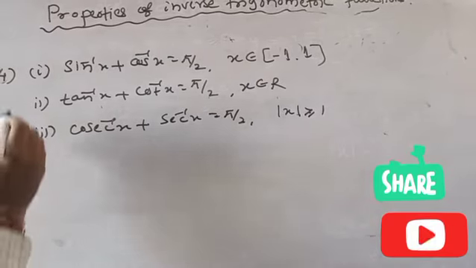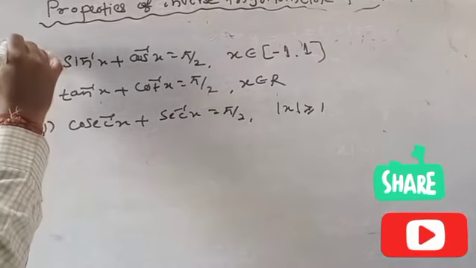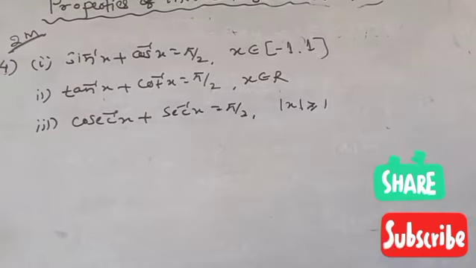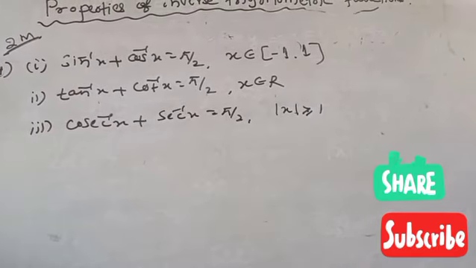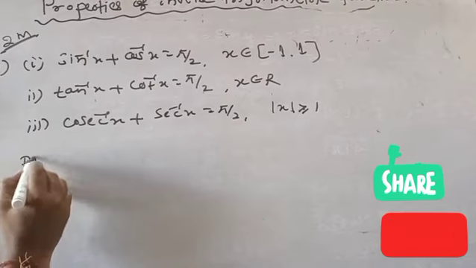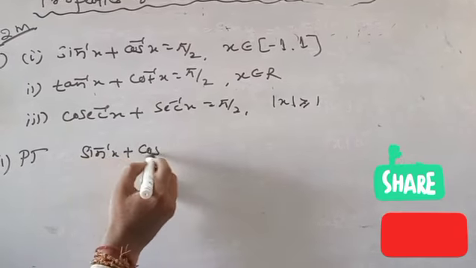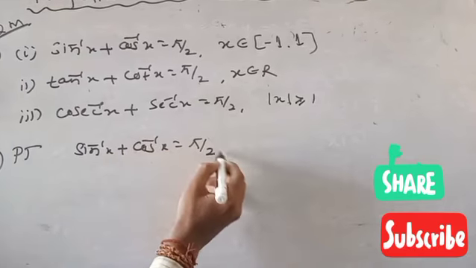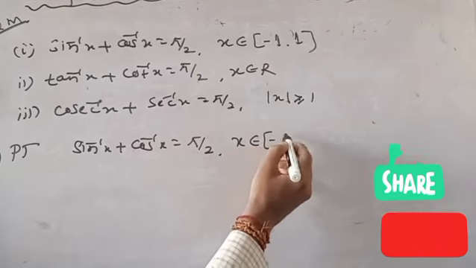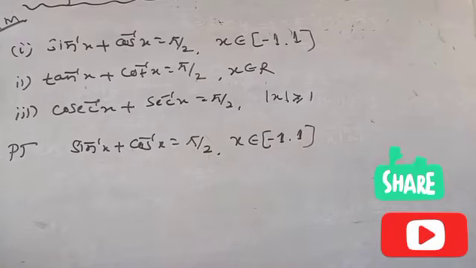This property is very important for 2 marks question. So we have to prove each of the properties. First, prove that first property, sin inverse x plus cos inverse x is equal to pi by 2, x belongs to the closed interval minus 1 to 1.